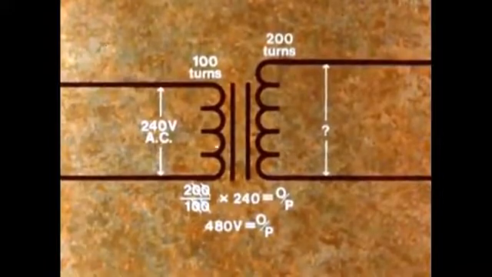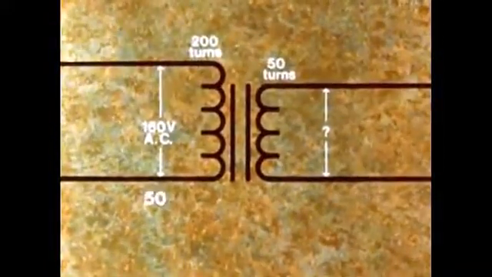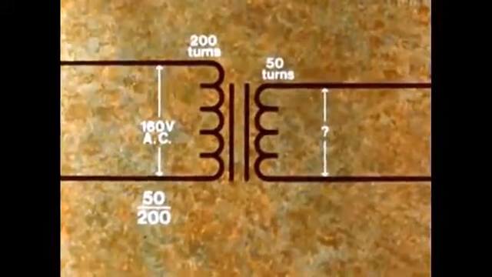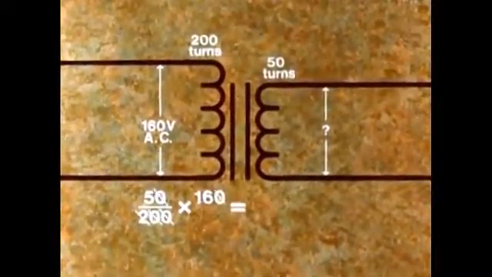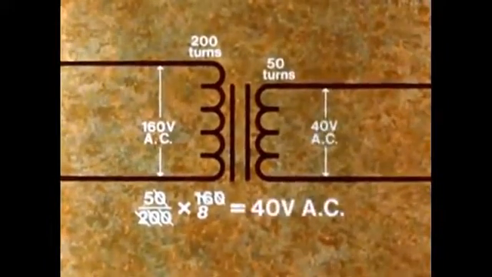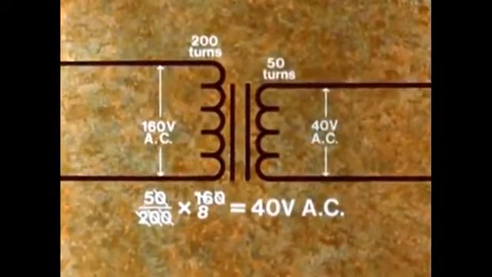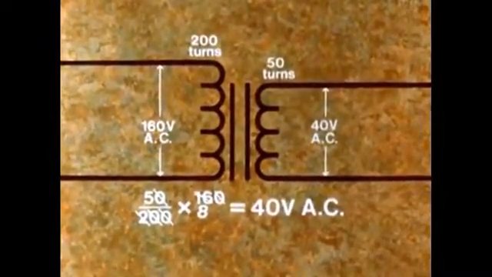But you can also have a step-down transformer. Here's one. Secondary turns over primary turns times the input voltage. This simplifies to 5 times 8, that is 40 volts AC. The voltage has been stepped down from 160 volts AC to 40 volts AC.